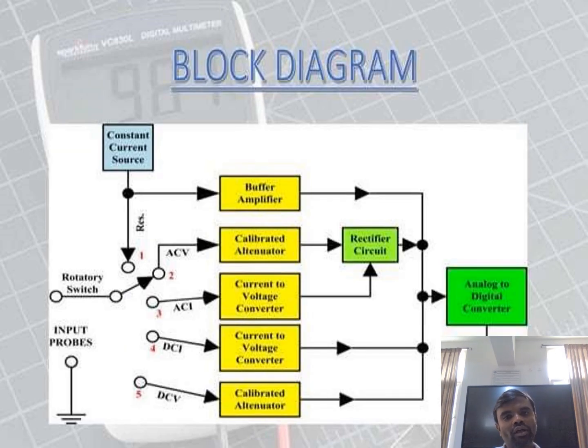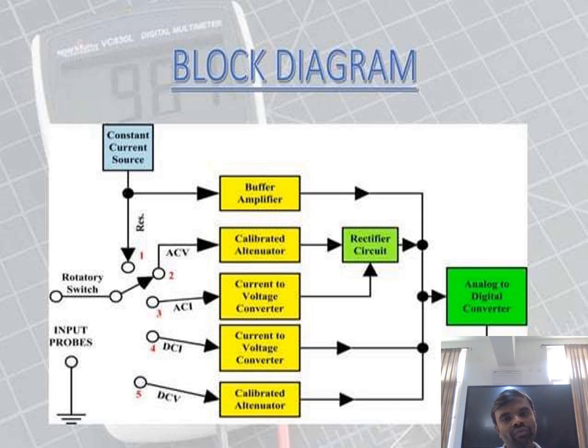So this is a general block diagram of a multimeter. Here we have the constant current source. This block is particularly used when resistance values are to be measured. This constant current source delivers a fixed value of current across the circuit. Then some voltage will develop across the circuit due to this constant current. So by Ohm's law, R is equal to V by I, with the values of V and I, we can measure the resistance value.